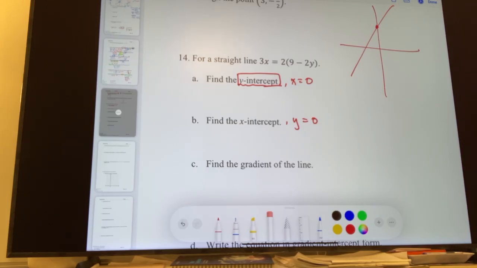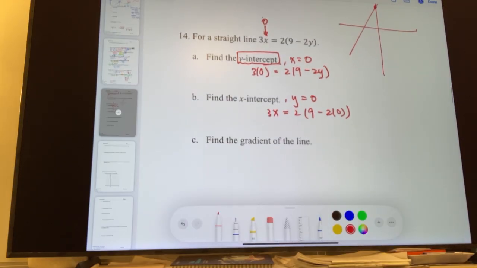To find the y-intercept, you sub x equal to 0, so you replace the x as 0 in here. So you have 3 times 0 equal to 2 times 9 minus 2y, and then you solve for the y. To find the x-intercept, you put y equal to 0, so you have 3x equal to 2 times 9 minus 2 times 0. And then you find the x.